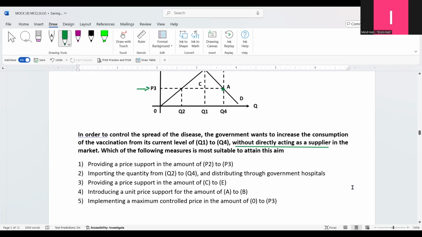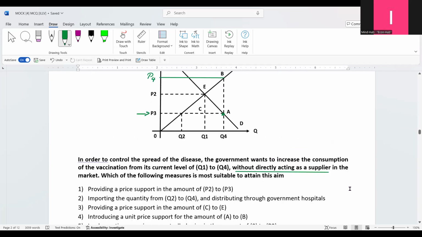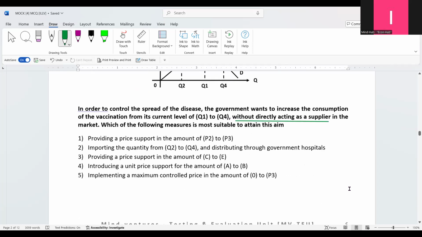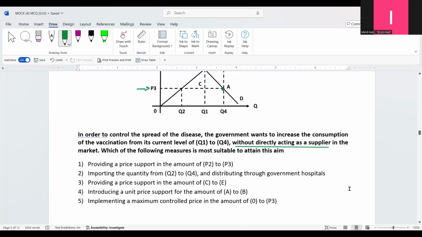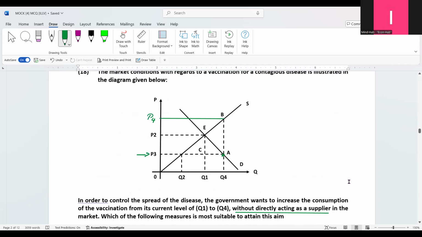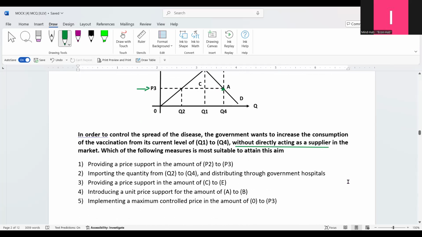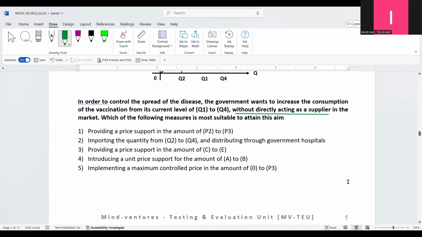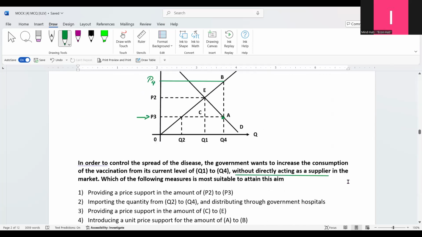Improving the quantity from Q2 to Q4 and distributing through government hospitals. No, government doesn't want to get involved. Government doesn't want to be a distributor, seller, or get directly involved in the market. Number 3, providing price support in the amount of C to E. C to E, no. Again, that is the same as P2 to P3. So that doesn't work.